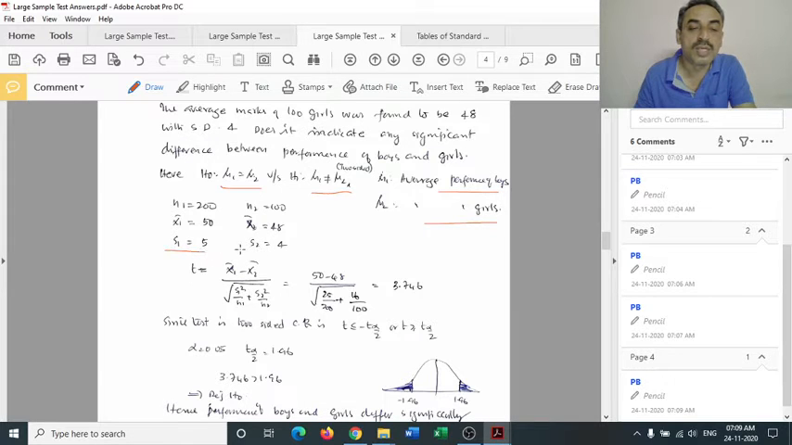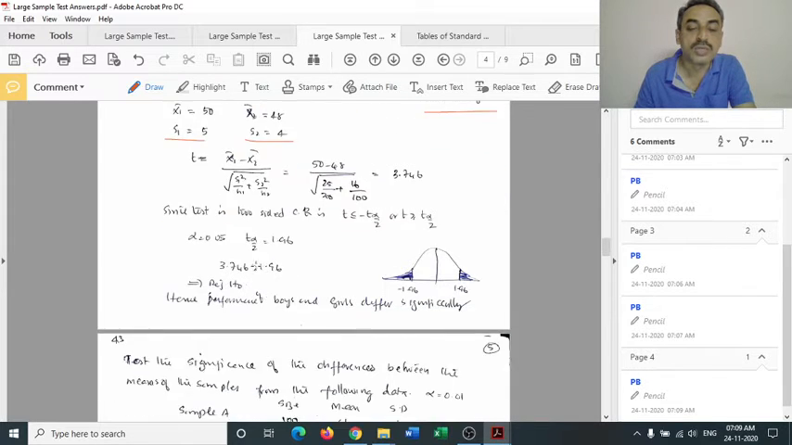We are given only standard deviations of the sample. Substituting all these things, we get t as 3.746. But see that this is again a two-sided test. Therefore, the critical region has two sections. One is on the left side and the other is on the right side.